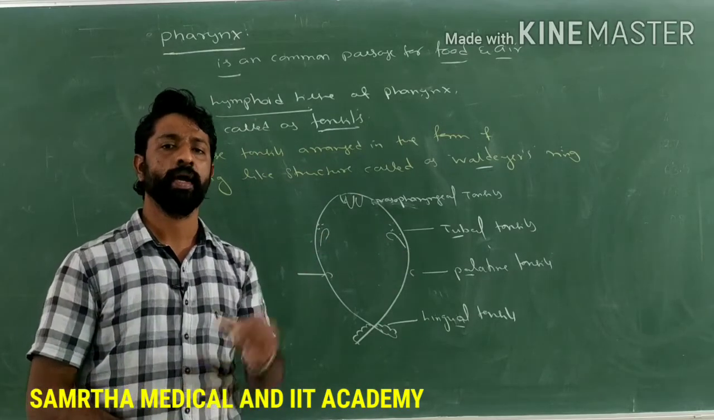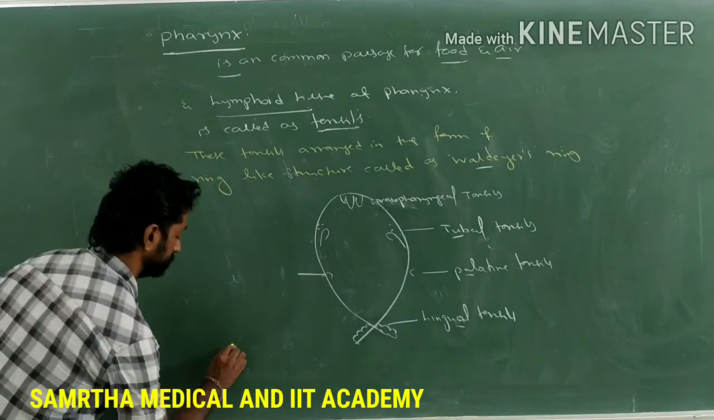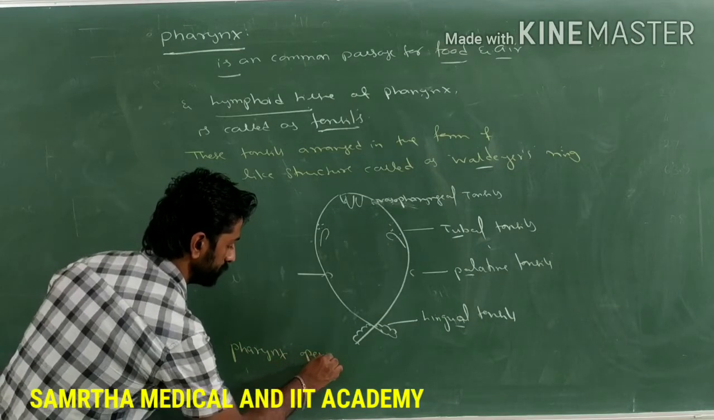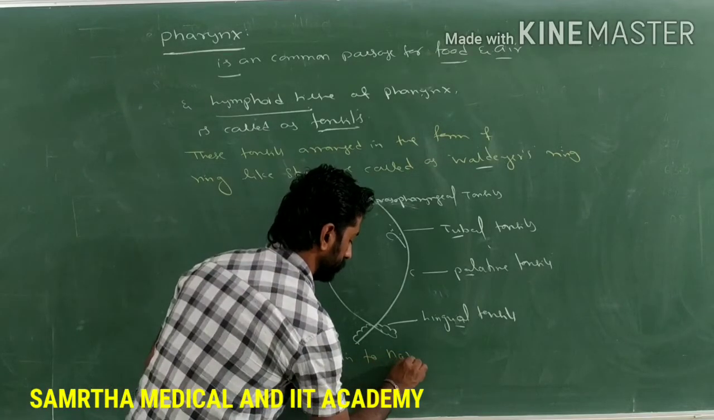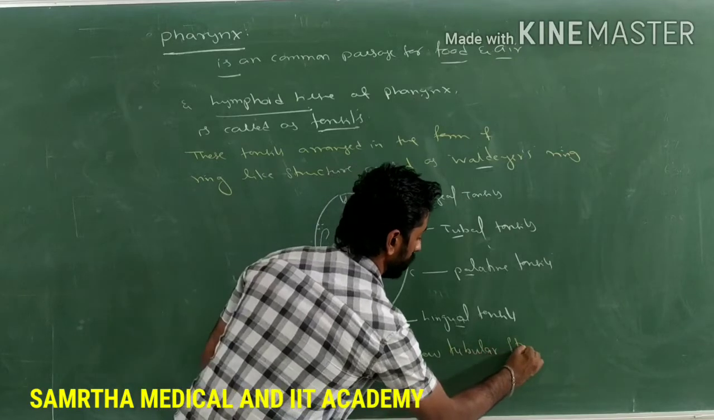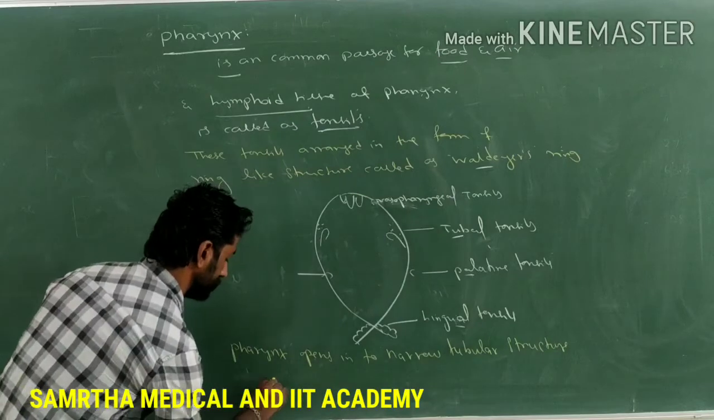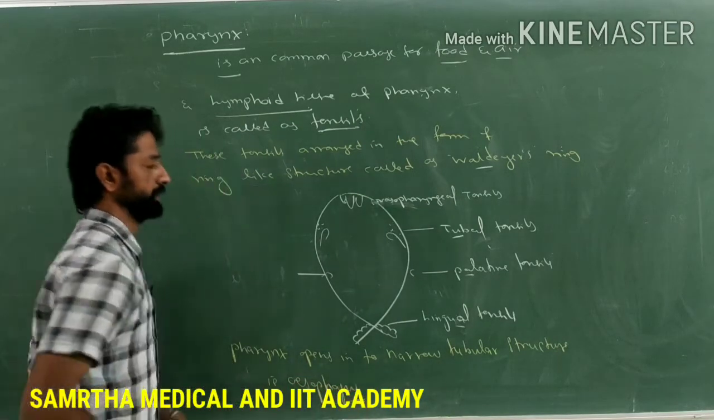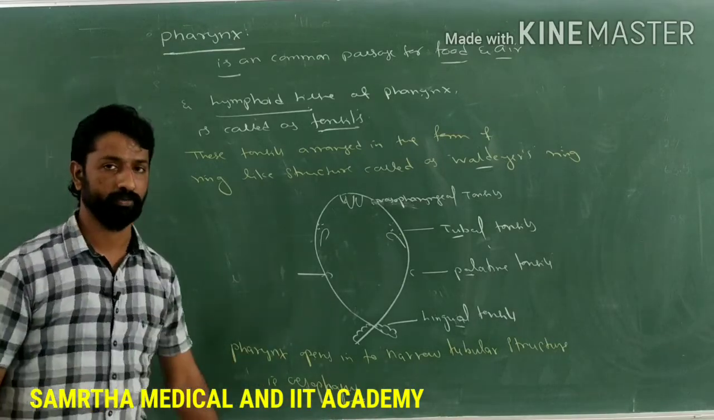So this pharynx further opens into a narrow tubular structure. What is that narrow tubular structure called? That is the esophagus. So the next part of the alimentary canal is the esophagus. Make note of these points now.